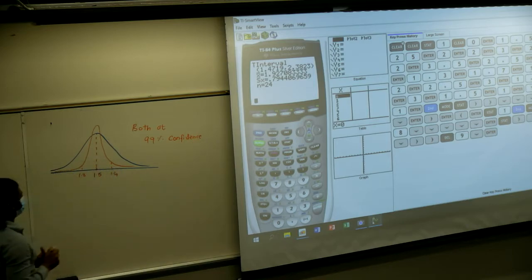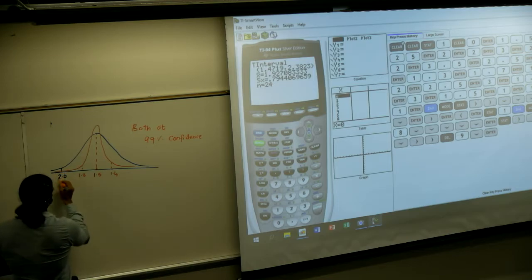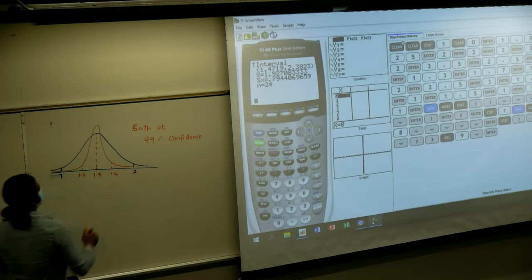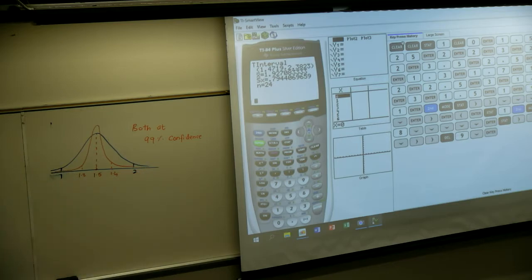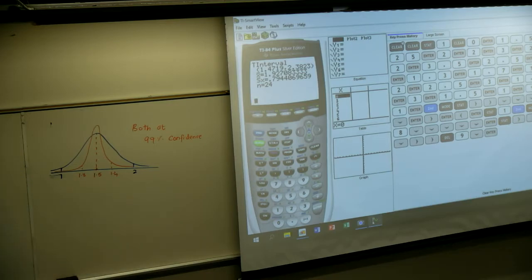Suppose you collected two samples. One sample resulted in the interval that's in blue. Let's just say it's from 1 to 2. And the other one, in orange, says it's between 1.3 and 1.4. Both of them will have a confidence level of 99%. Of the two, which is better? The one in orange or the one in blue?